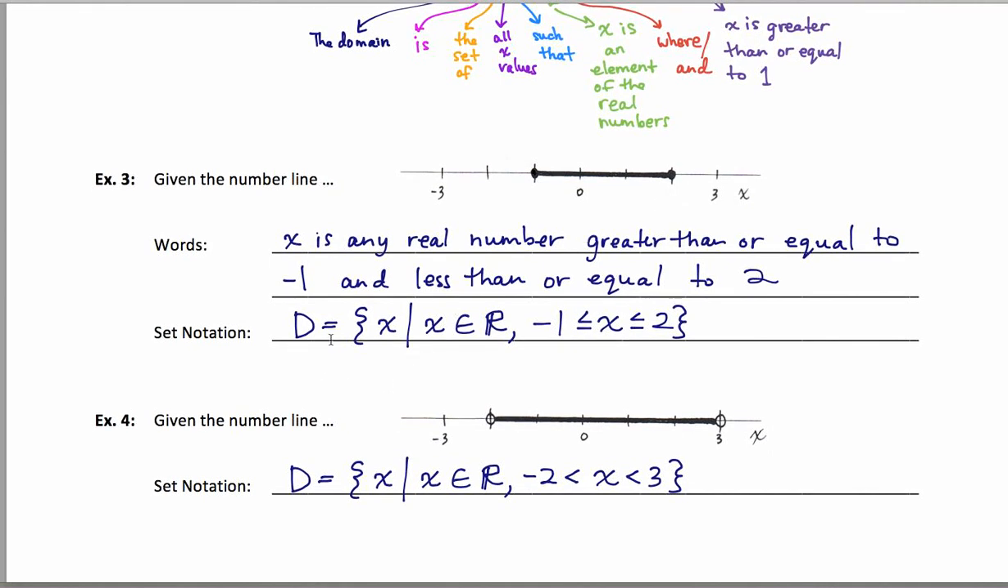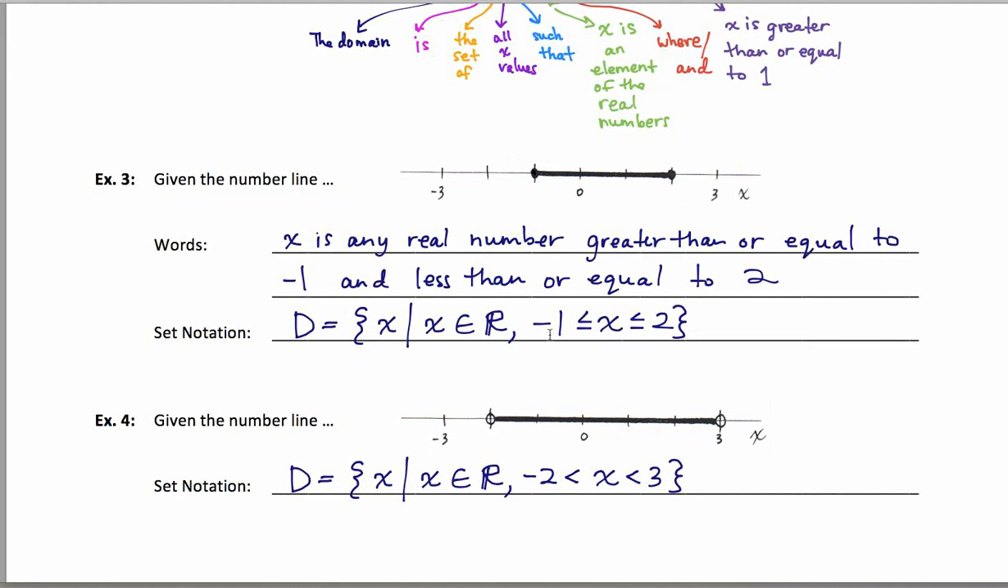So again, we say the domain is the set of all x values such that x is an element of the real numbers where, and then here's where it gets kind of interesting. Notice there's a left endpoint or a lower endpoint or a least value, and we're going to put that at the leftmost part. So that's going to be our -1 goes to the left. And then our +2, which is the rightmost value, the uppermost value, or the greatest value, goes on the right. And we know that our variable x is going to be found in between here, or on here, or on here. So I'm going to put the x variable right here in the middle between the -1 and the 2.